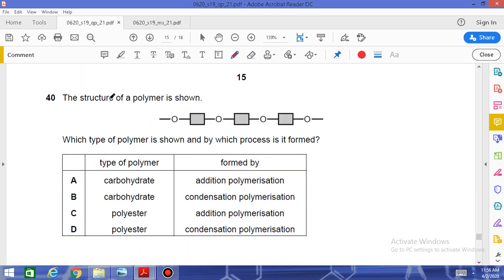40. The last one. The structure of a polymer is shown. This one. There is a glycosidic bond. Which type of polymer is shown and by which process is it formed? Actually, this is a carbohydrate formed by condensation polymerization.